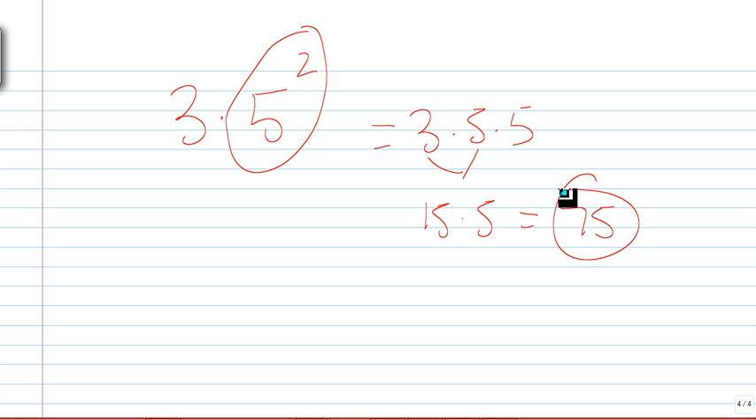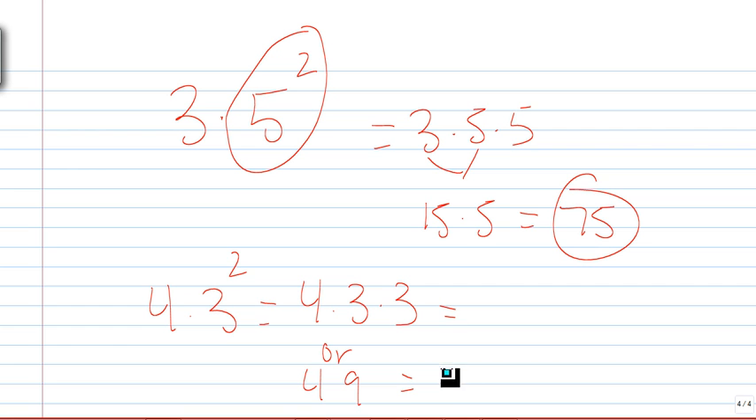So remember, you want to do your exponents first, and then you're going to multiply or divide if you need to. Okay, we'll try one more. Let's say I have 4 times 3 squared. What is this one? This is the same thing as 4 times 3 times 3, or 4 times 9 if you want to do it that way also. Okay, so now let's multiply this. Either one that you want to do, when you multiply across, you'll get 36 either way.